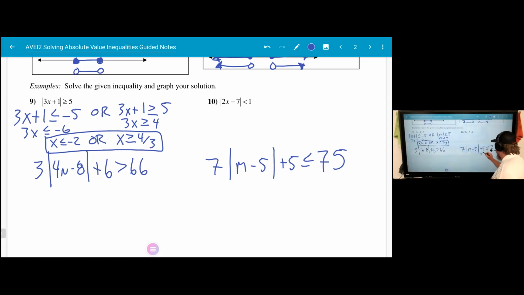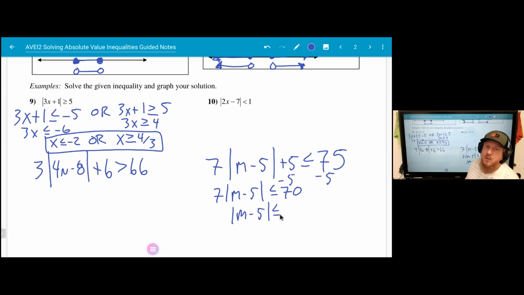I'm going to first start out by subtracting 5 from both sides. Now I have 7 times the absolute value of m minus 5 is less than or equal to 70. Still not isolated. The absolute value is being multiplied by 7, so I need to divide both sides by 7. I have the absolute value of m minus 5 is less than or equal to 10.